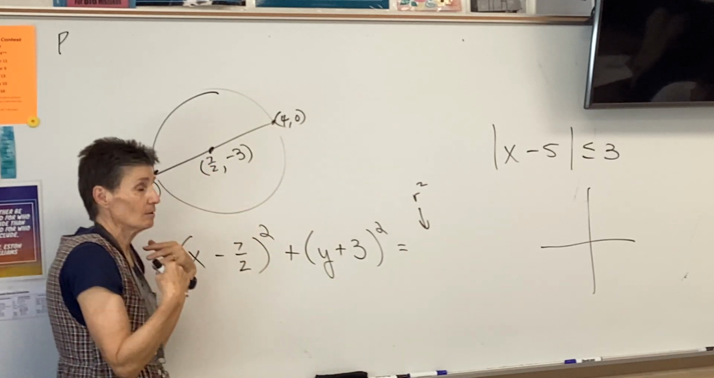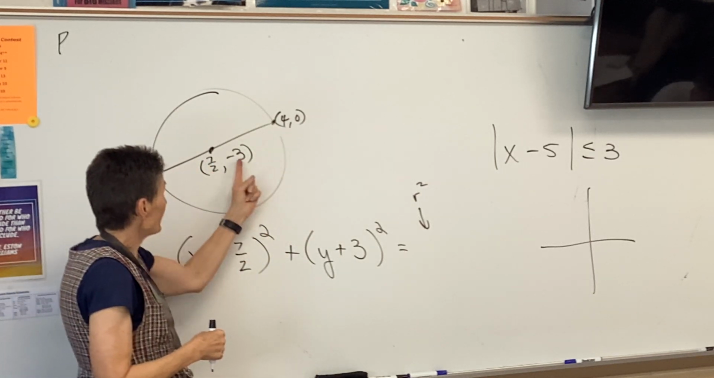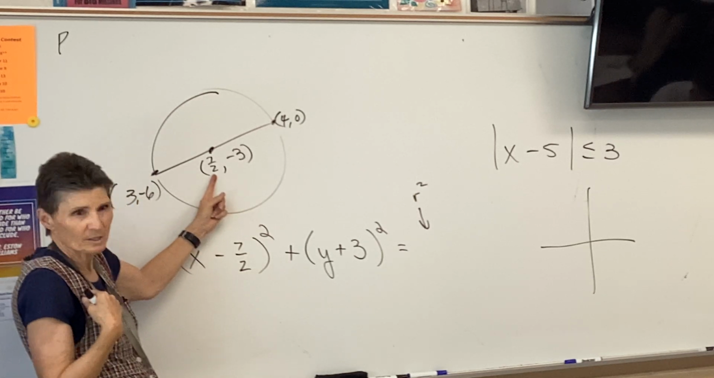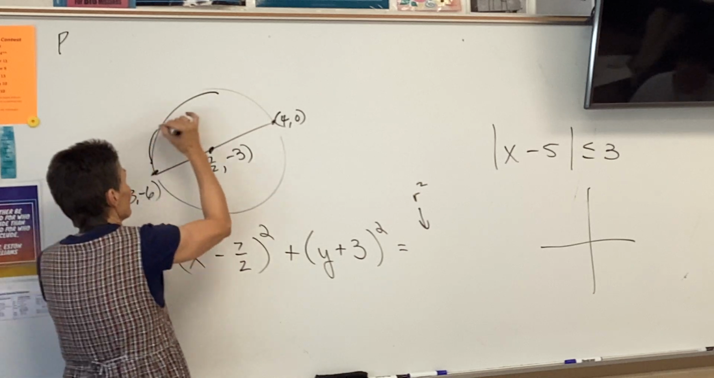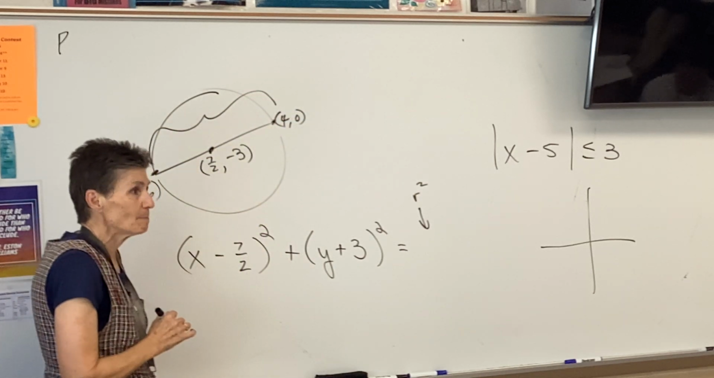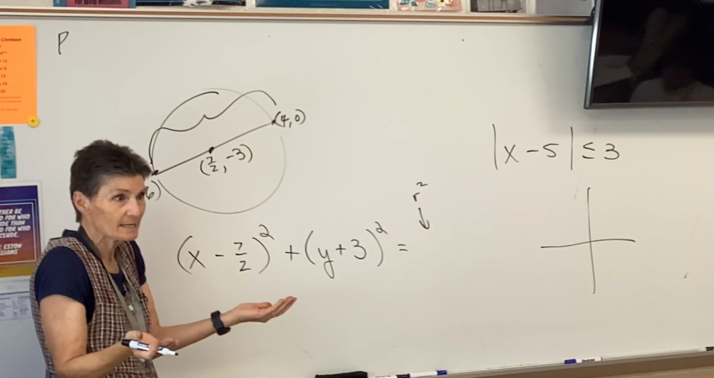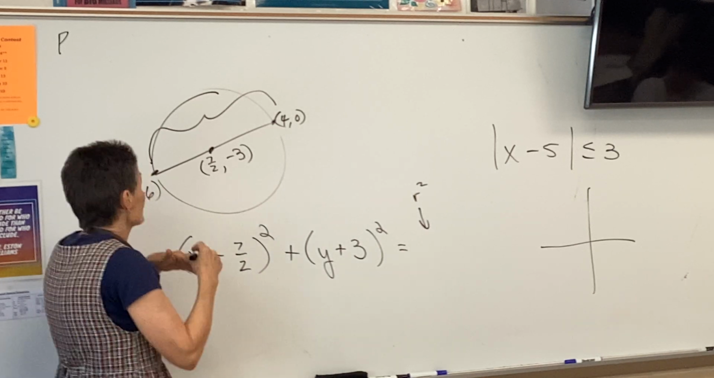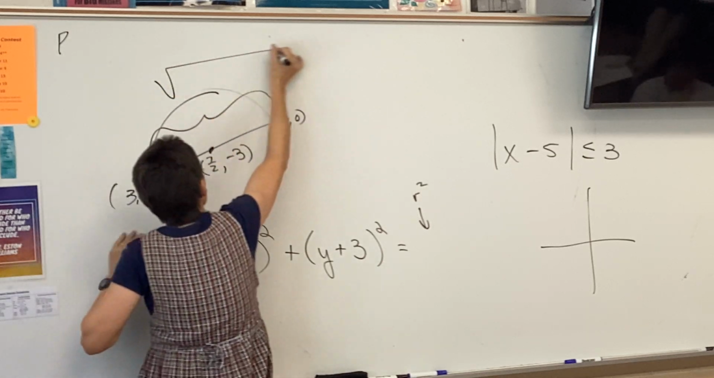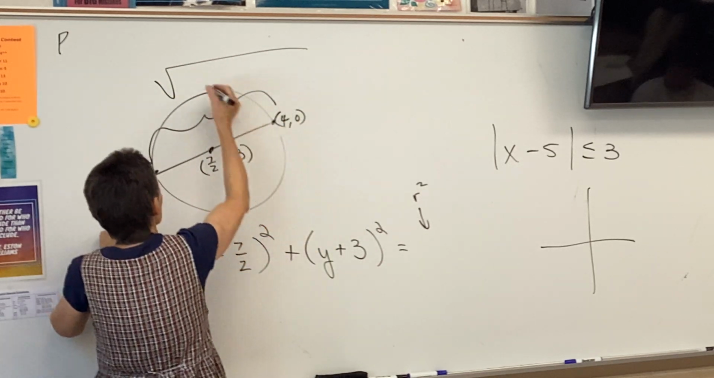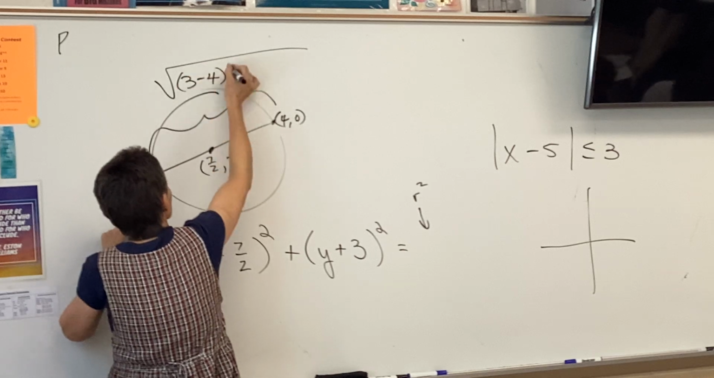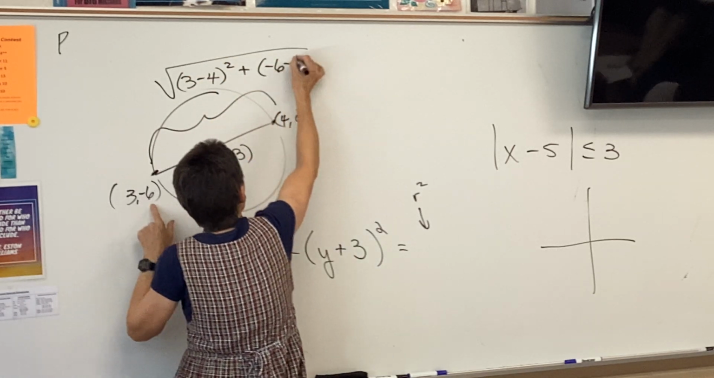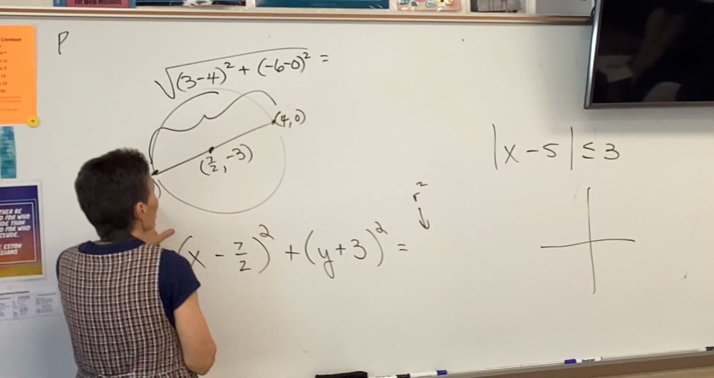Now here's my deal. If I use these 2 points, I'm gonna have to deal with a fraction, which I can do, but I don't want to. So I'm gonna go ahead and find my diameter this time, because there's no fractions in it. And then I'll divide it by 2. So here we go. My distance formula. 3 minus 4 squared. Negative 6 minus 0 squared.